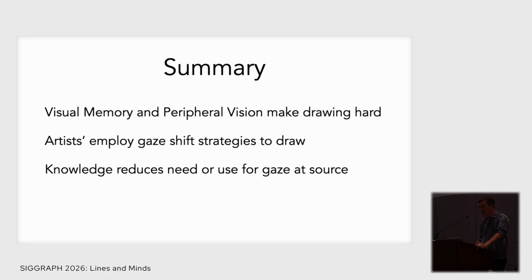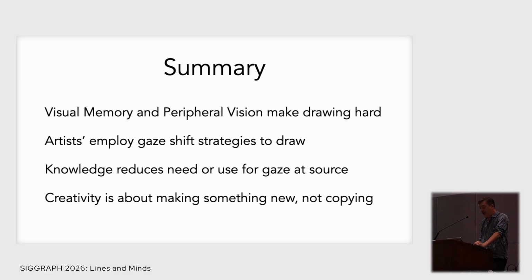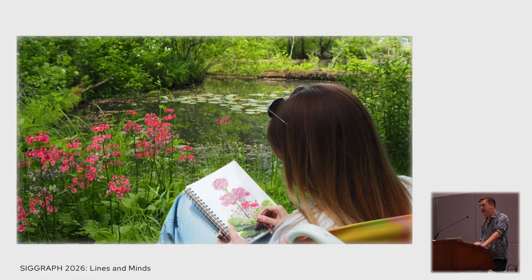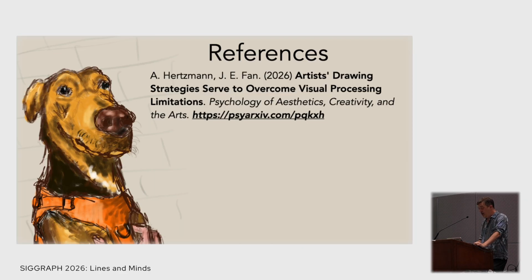Knowledge can help reduce our need to look at the source. We can evaluate information on the page without visual comparisons. And I think that creativity is a lot about making something new and not copying, but copying can be a starting point for creativity. Finally, most of the psychology research I mentioned looks at copying pictures in a lab, and I think that there's an opportunity to study how people do real observational drawing in life, because there's not much of this in the research.